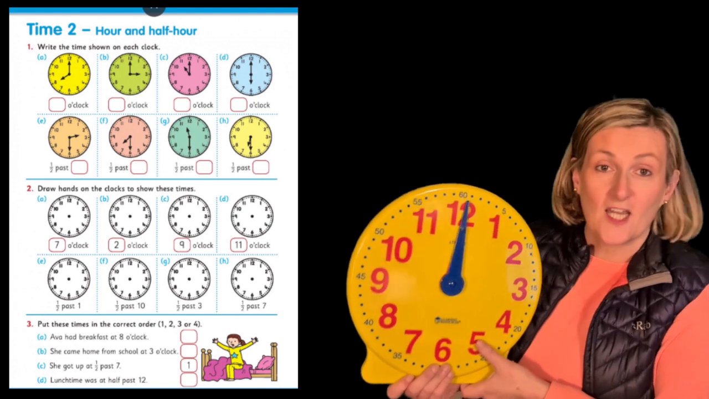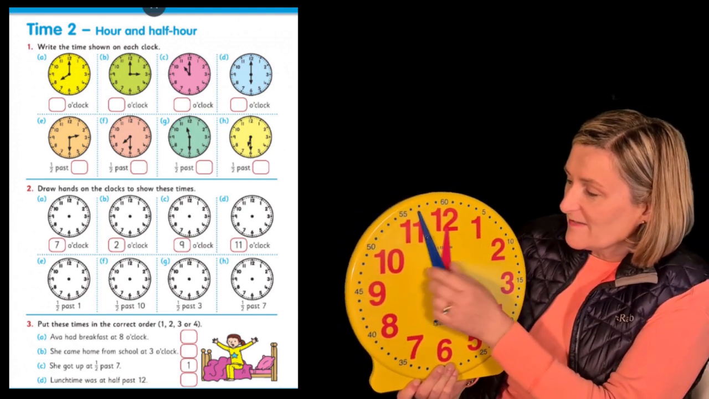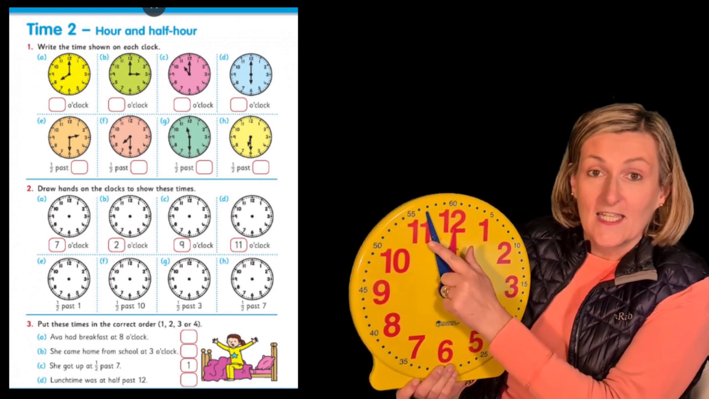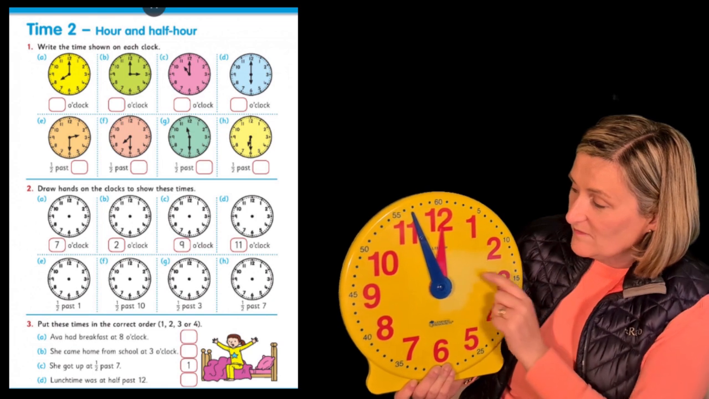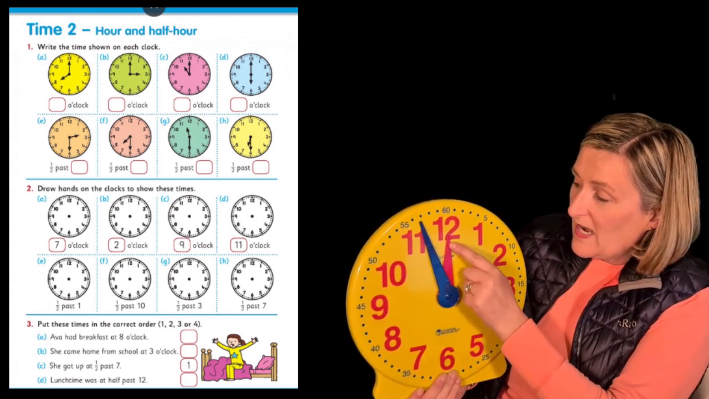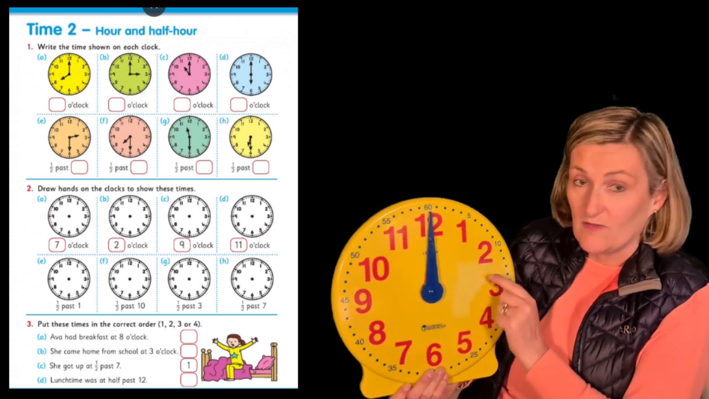Okay, we're going to talk about time today. Having a look at our clock, we've got two hands. The blue hand is our minute hand. It's longer than the hour hand, which is our red hand. When the hour hand points at 12 and our minute hand points to 12, it's 12 o'clock.